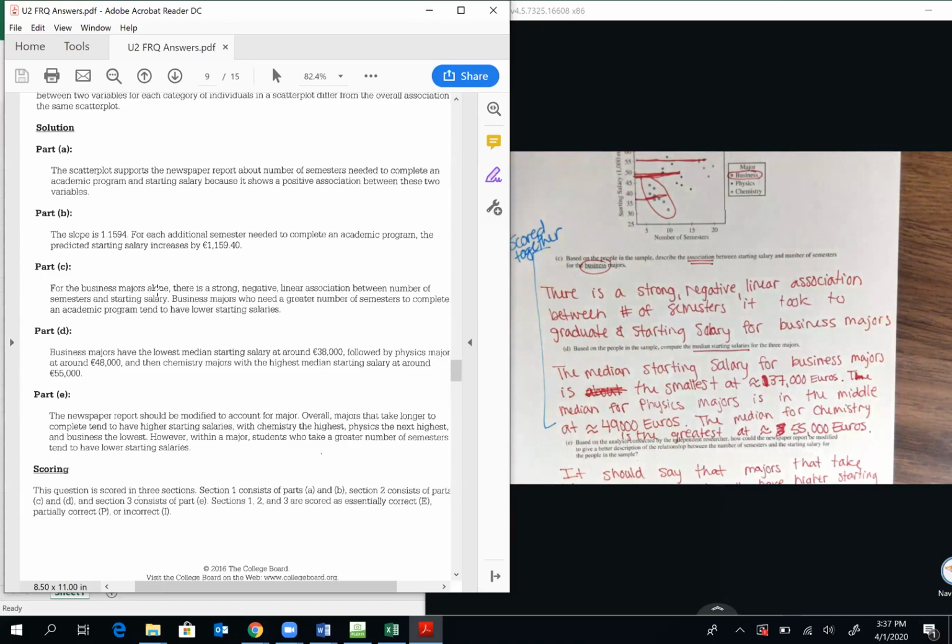So instead of it being moderate, now there's a strong, and instead of being positive, now it's negative. So there's a strong negative linear association between number of semesters it took to graduate and starting salary for business majors.